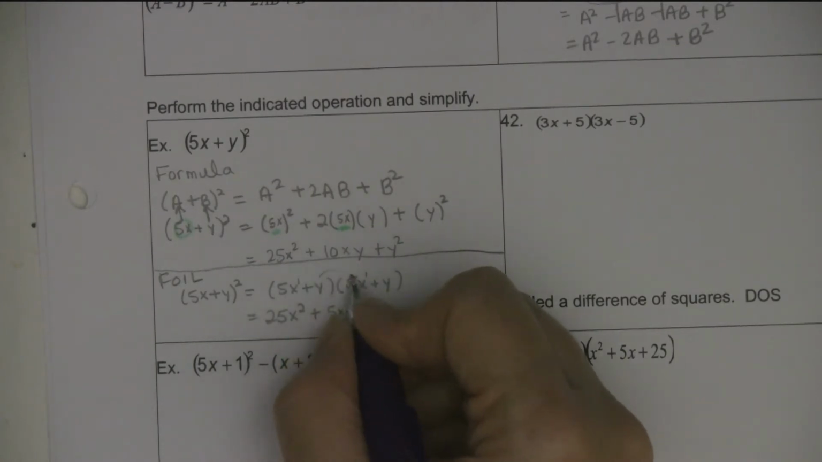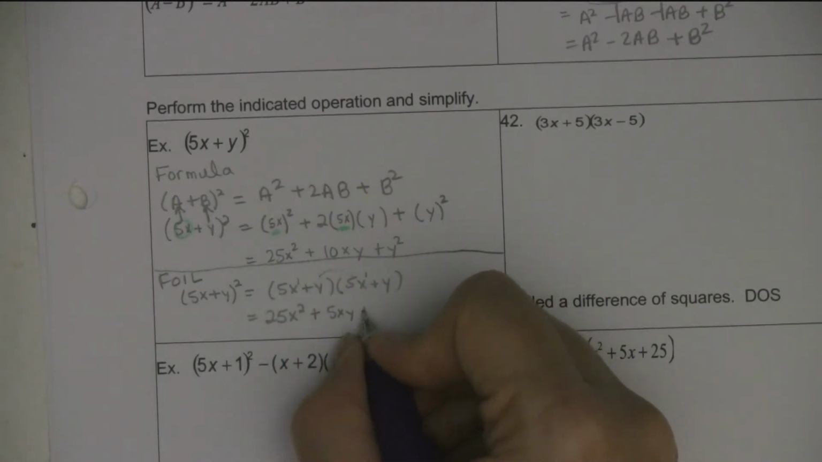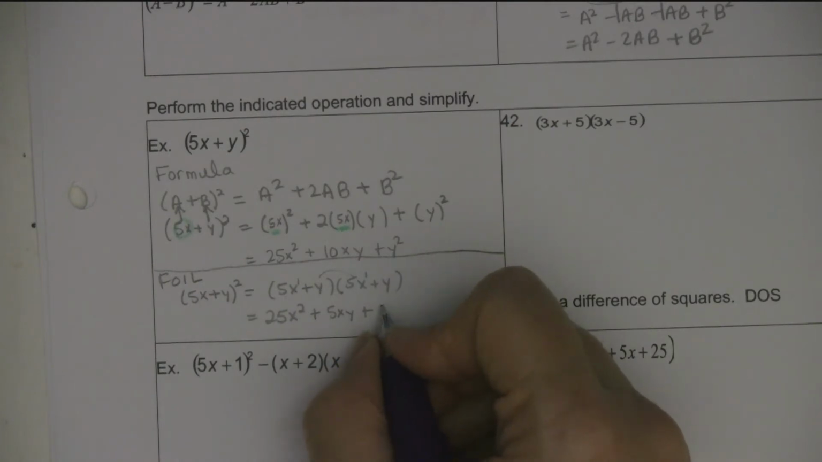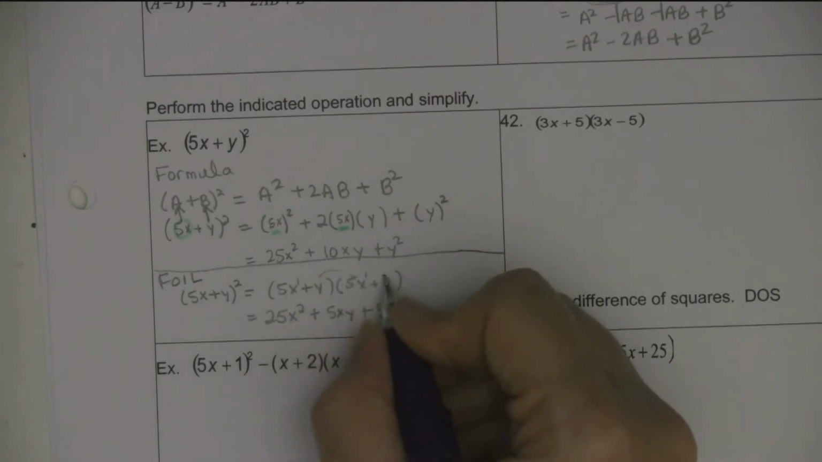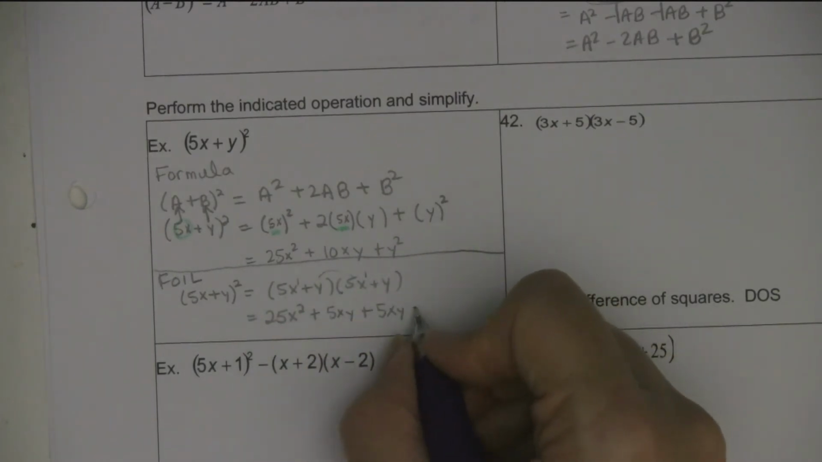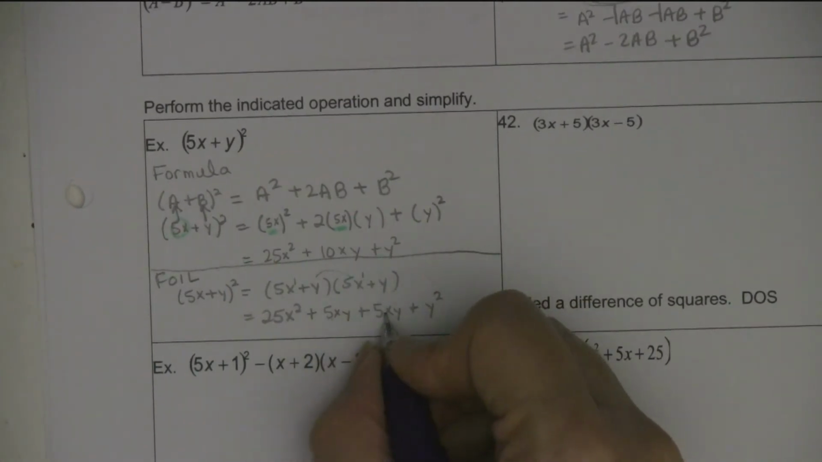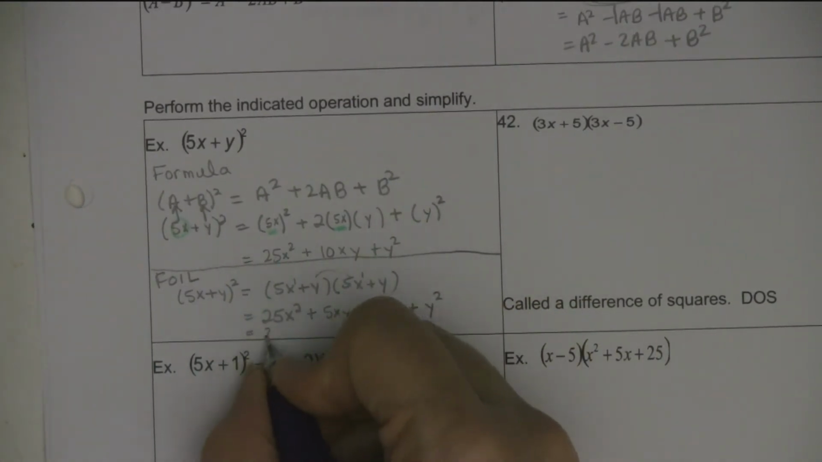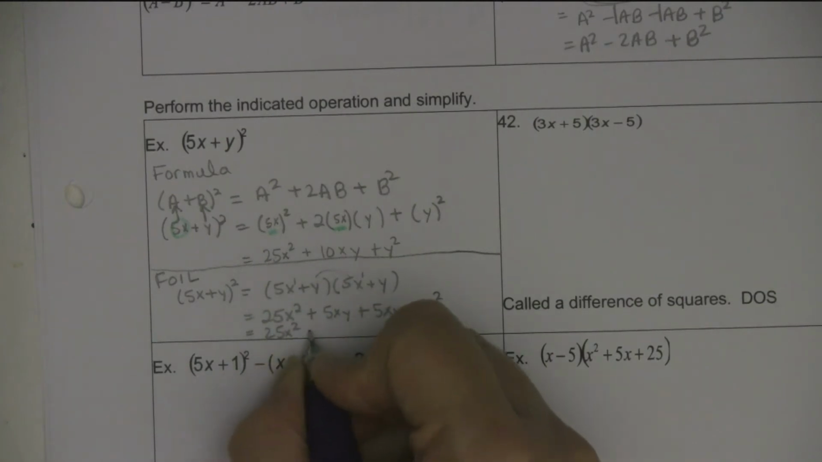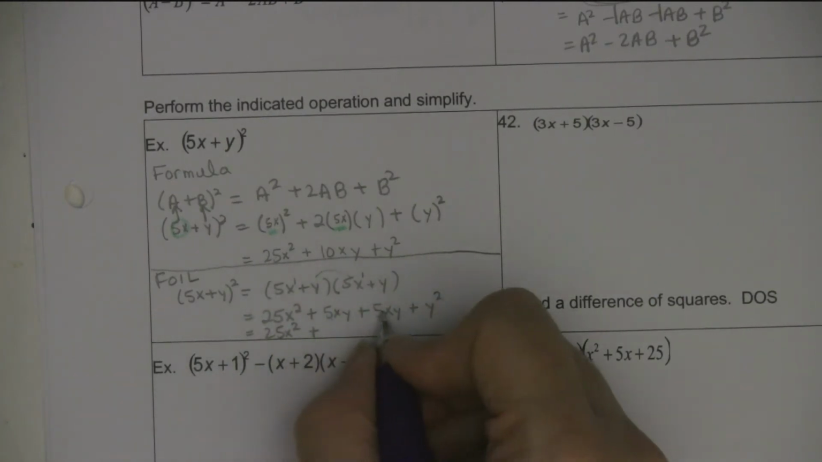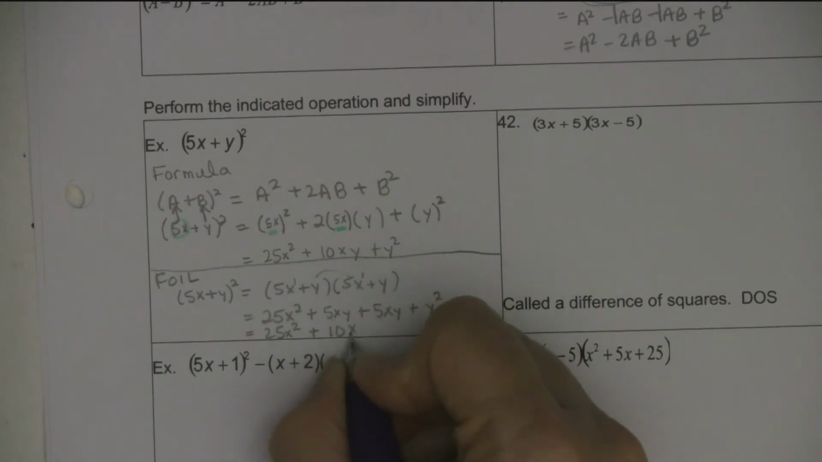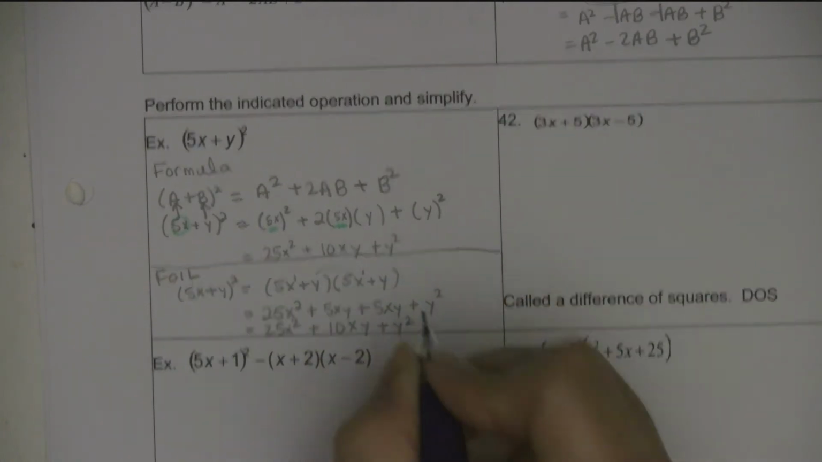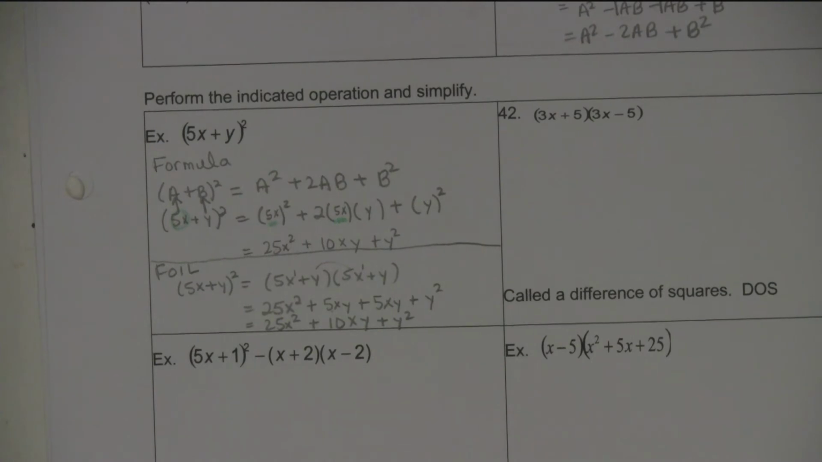And then on the inside, I'm going to have a positive times a positive is a positive. Numbers first, alphabetical order, 5xy. And then last, y times y is positive times a positive, that's y squared. And then all you have to do is combine like terms. When I combine like terms, 5xy plus 5xy is 10xy. So you get the same answer whether you use FOIL or you use the formula.